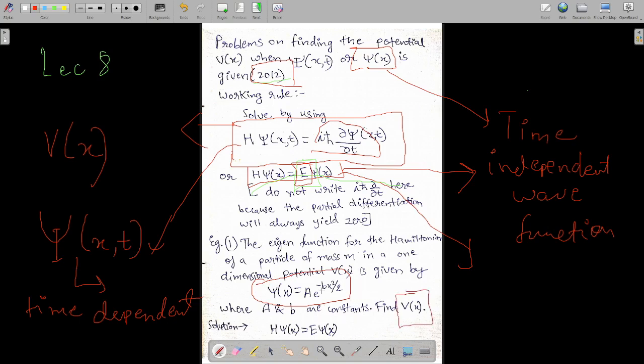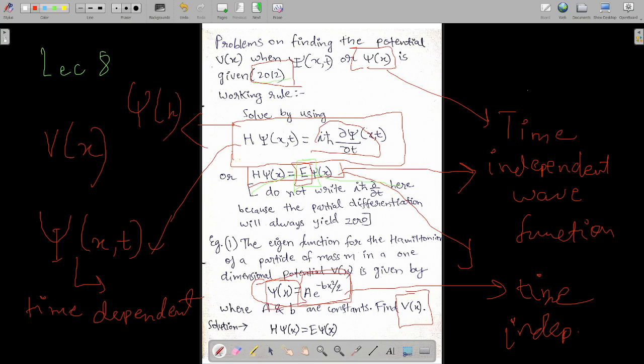You can clearly see that this is time independent. As it does not contain a t term, and it is written in the form of small psi(x) instead of capital Psi(x,t), small psi(x) basically implies that it is going to be a function of x only. There is no t term in it.